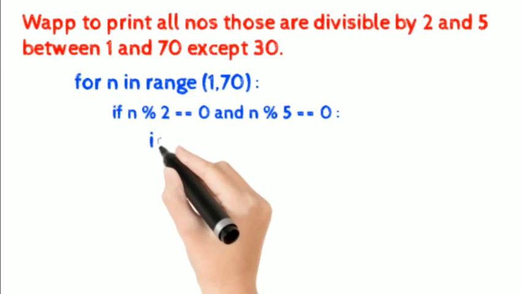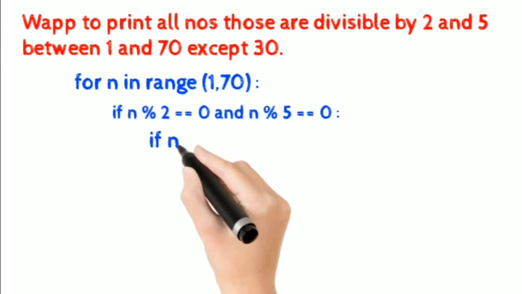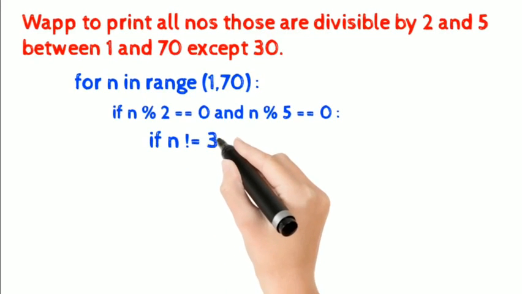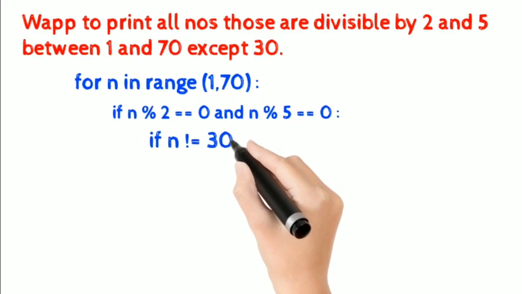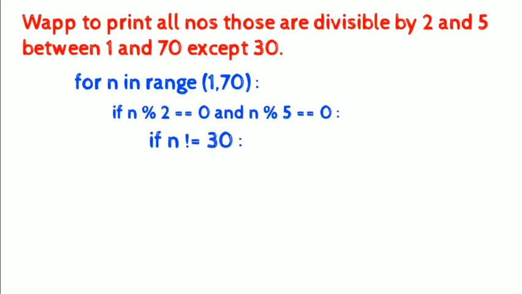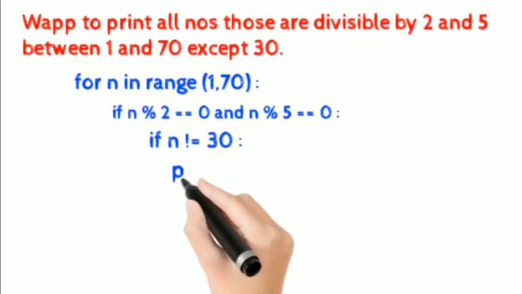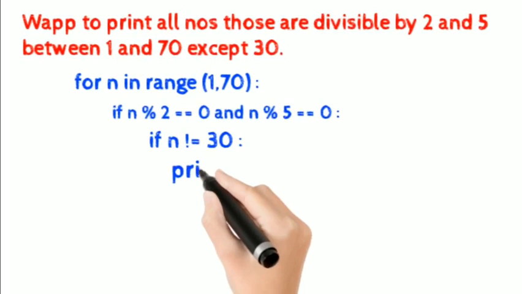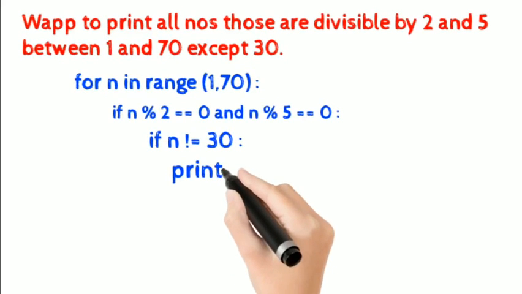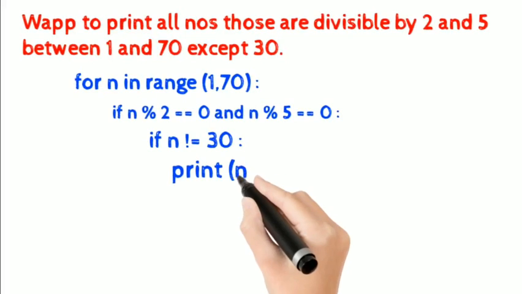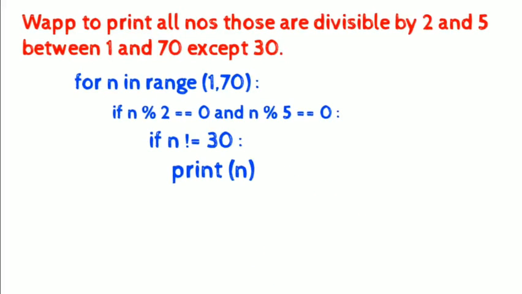Then next we need to exclude 30. So we have to write if n not equal to, so not equal to here is exclamation and equal to, 30. Fine. So it means it has to be divisible by 2 as well as by 5, but 30 is not included, meaning 30 has to get excluded. Then under that inner if statement we have to give the print statement, print n, so that it will help you print all the numbers starting from 1 to 70 that are divisible by 2 and 5 except 30.